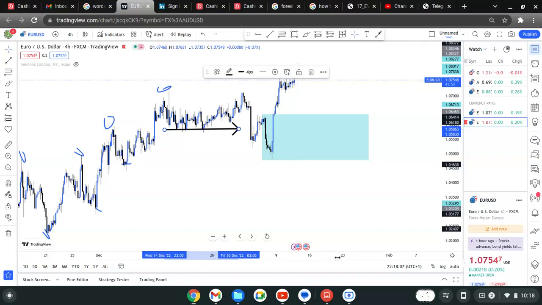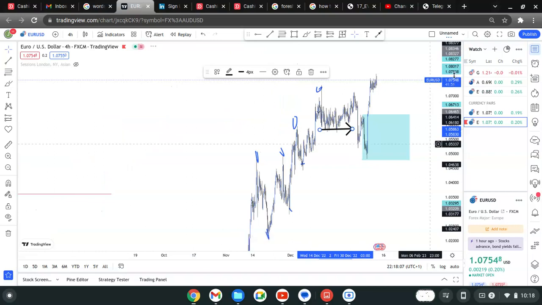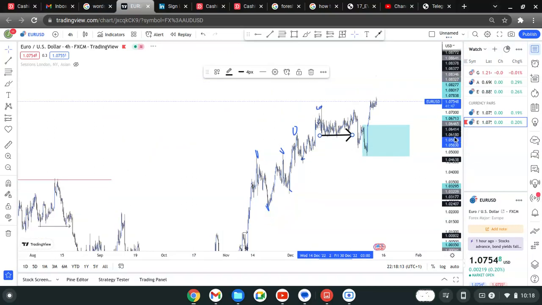And let me look for the reverse of demand zones. Let me look for supply zones. I think it's better I go to. Okay, never mind.